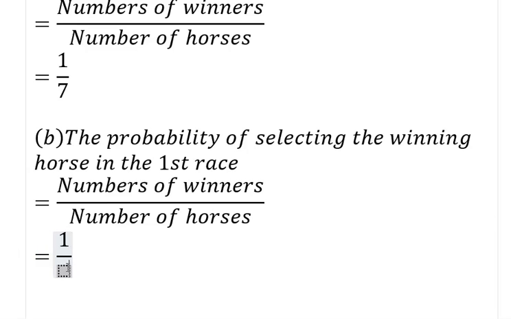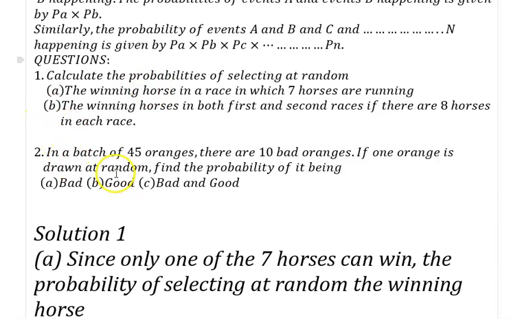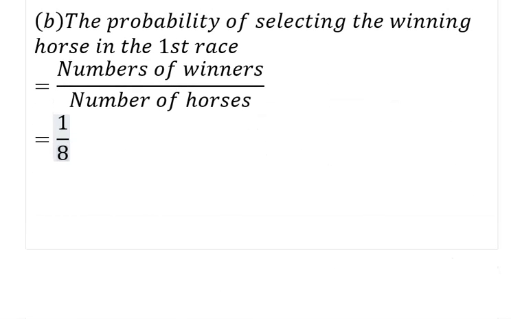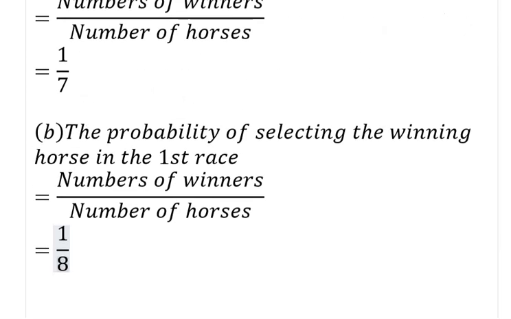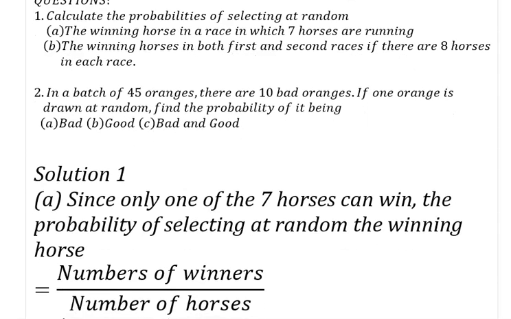This time around, 8 horses. The probability of selecting the winning horse in the first race. Don't forget, the question is asking us for the number of horses in both first and second races if we now have 8 horses. So for the first race now, we have just one winner. That means 1/8. That is clear.